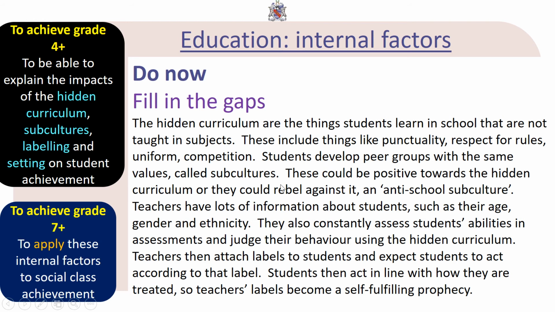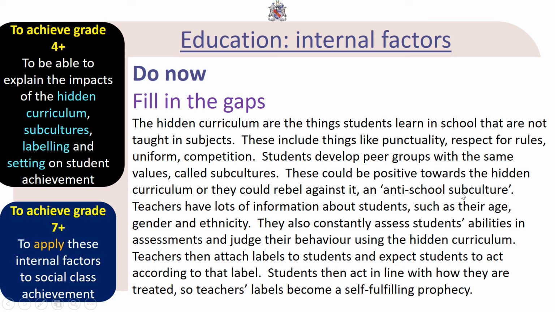Students develop peer groups with the same values called subcultures. This is a new term for you, subculture, but we've come across it before because they could have positive attitudes towards the hidden curriculum. They could believe that punctuality and competition are good, or they could rebel against it and have an anti-school subculture. We studied that when we did Marxism, and we looked at the research of Paul Willis and the counter-school subculture, he called it, but anti-school and counter-school subculture mean the same.